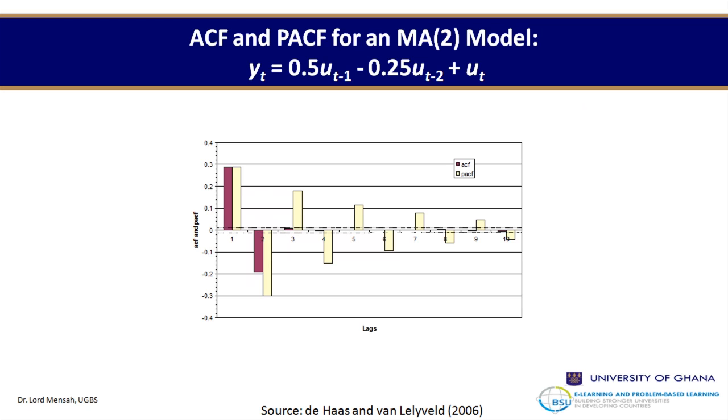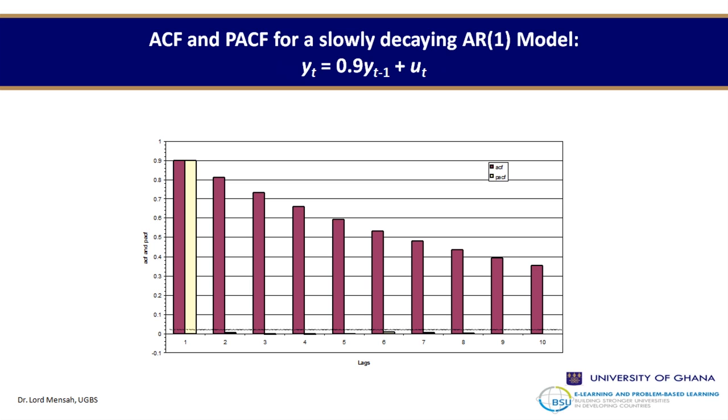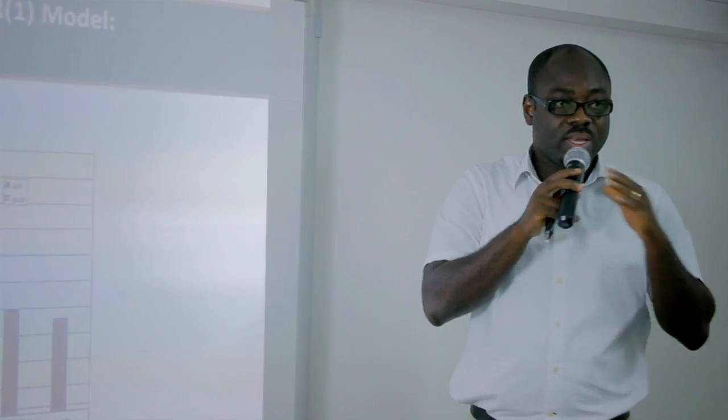So you can see here we have the ACF and PACF for an MA2. MA2 means we've gone to the lag of 2. But here you can see the bars alternating. The essence of it is as a result of the coefficients 0.5 and then minus 0.5 that we have here. Then also we have the ACF and PACF for a slowly decaying AR1. So here the series depends on its lag, but the rate at which the relationship reduces is quite slow.